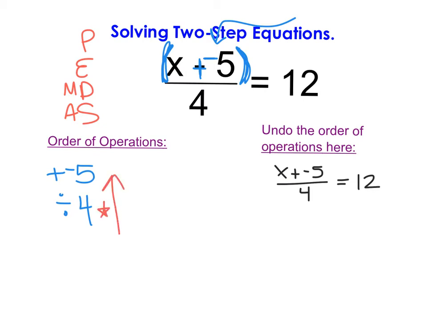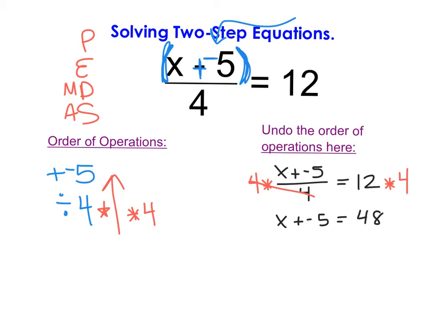And in order to undo this division of 4, we're going to multiply by 4 on each side. So we start off, we multiply by 4, those cancel out, we multiply by 4, and we're left with x plus -5 is equal to 48.